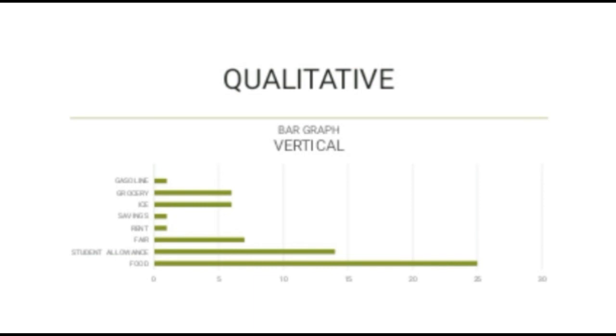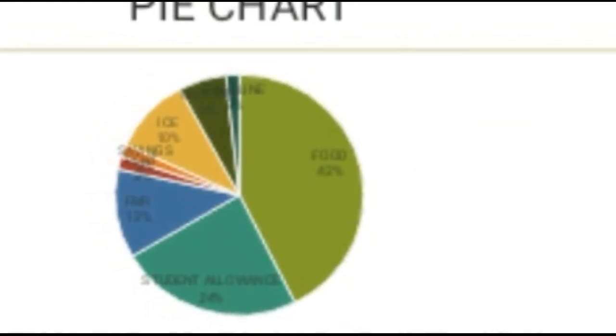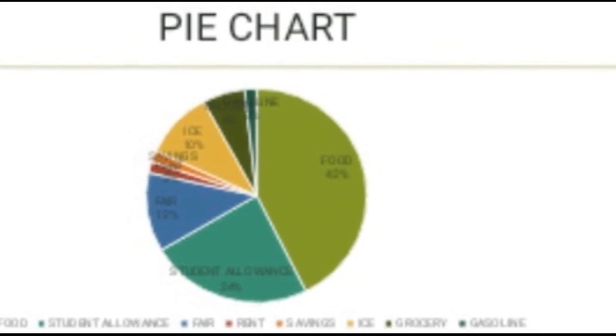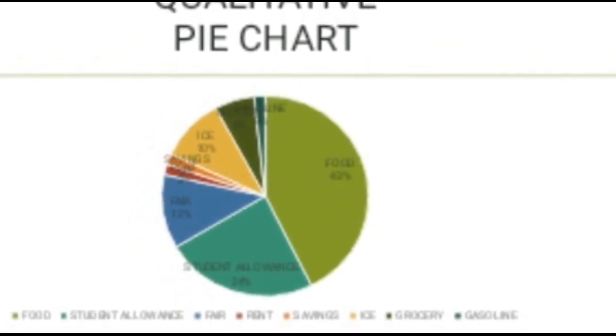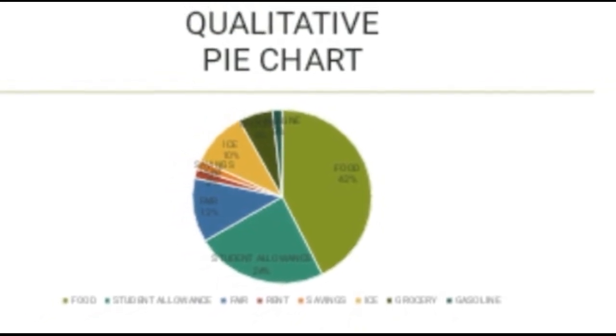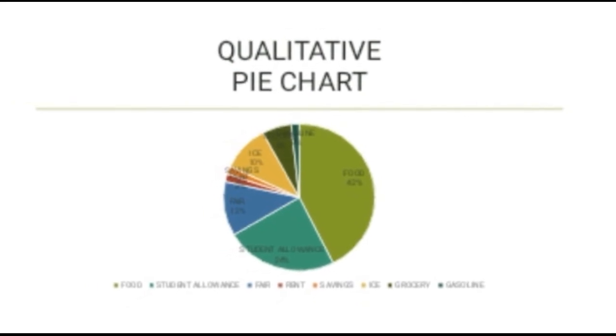Next is the pie chart. A pie chart is divided into sectors, where each sector shows the relative size of each value. Most of them answered food. Next is student allowance, followed by fare, then ice and grocery, and the lowest were rent, savings, and gasoline.